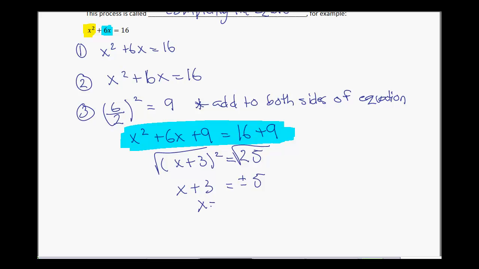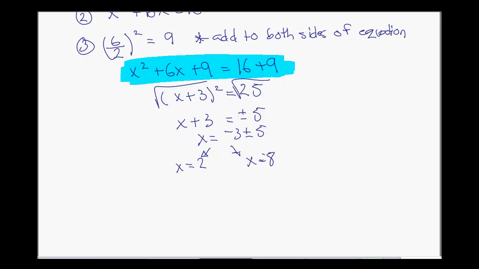And then x equals negative 3 plus or minus 5. So we have a solution of x equaling 2 and a solution of x equaling negative 8. And that is how we solve using completing the square. Let's do some more examples for practice.